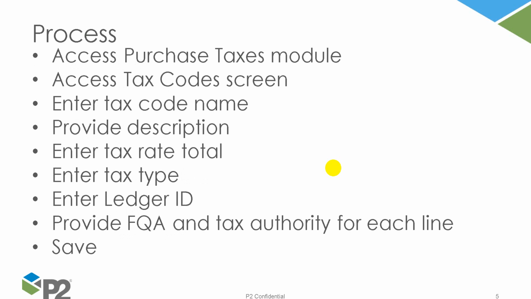Regarding the process, we need to go to the Purchase Taxes module. We need to go to the tax code screen, enter the new tax code name, provide the description. We need to then enter the tax rate total, enter the tax type, so is it withholding, VAT, incremental, then the ledger ID, and provide the FQA and tax authority for each line of the tax code.